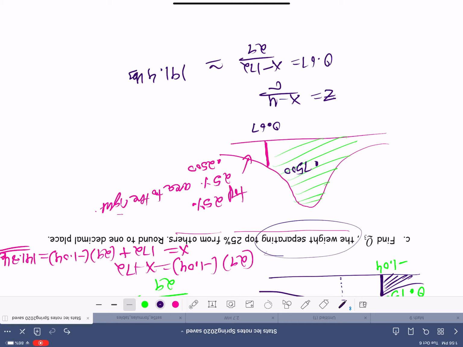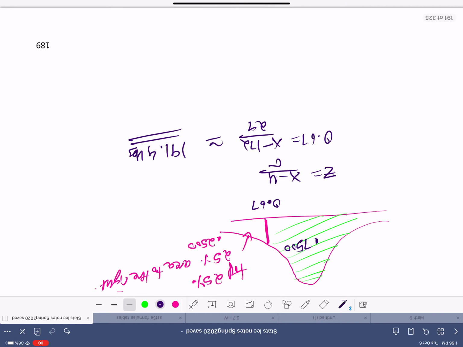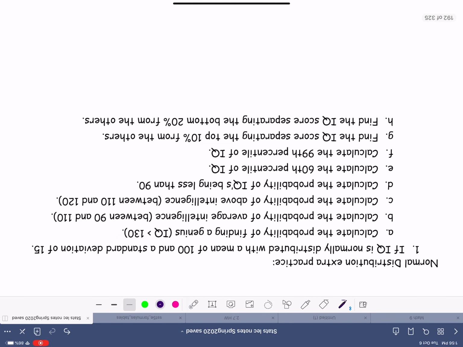So 191.4 pounds. That means the weight that separates top 25% from others is 191.4 pounds. Okay, so 75% of the men weigh below this weight, and 25% of the men weigh above this weight. Okay, let's look at one more example of the normal distribution.